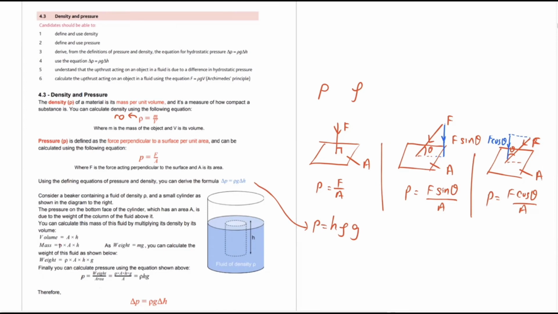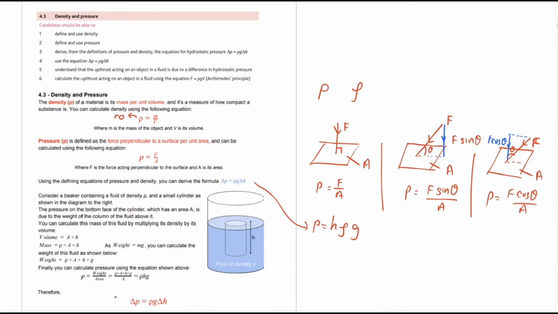Mass equals density times volume. And then as weight equals mg, you can calculate the weight of this fluid as shown below. Weight equals mass times g. And finally, you can calculate the pressure using the equation shown above. Pressure equals weight over area. So the weight divided by the area, and then you get the formula. I normally call it h rho g. They use rho hg. It's okay, rho gh, h rho g, it's just the same thing.